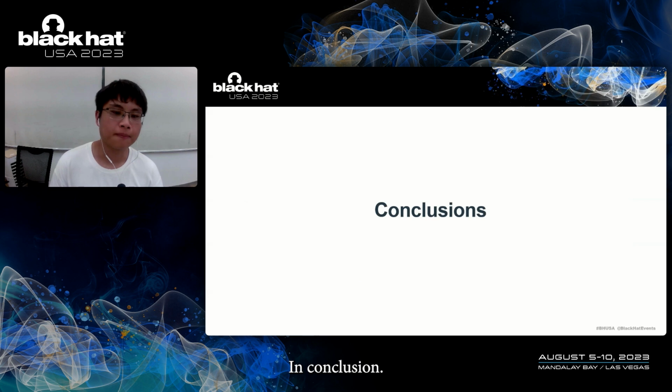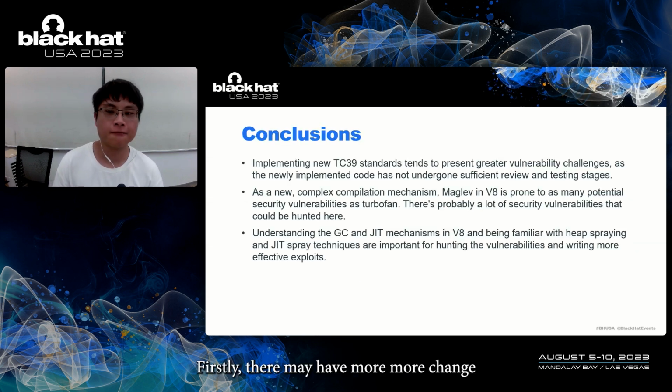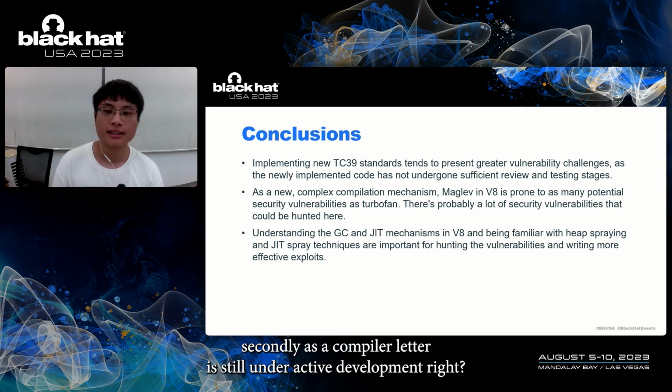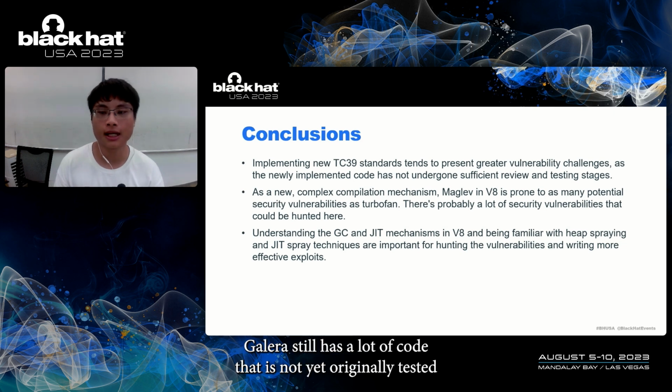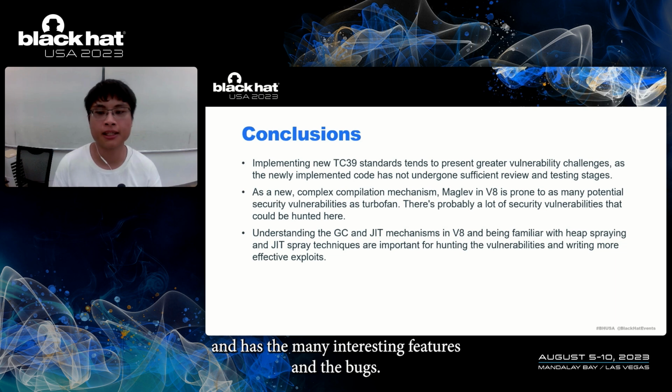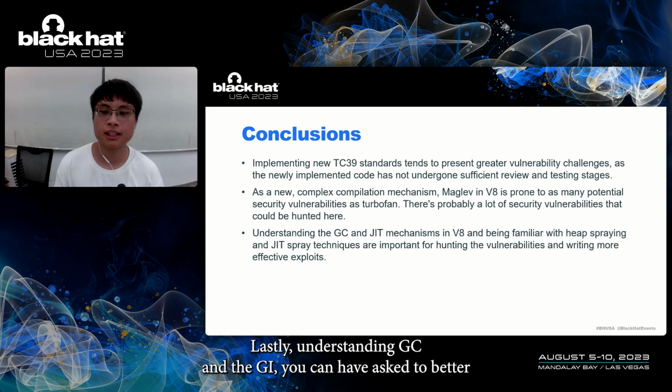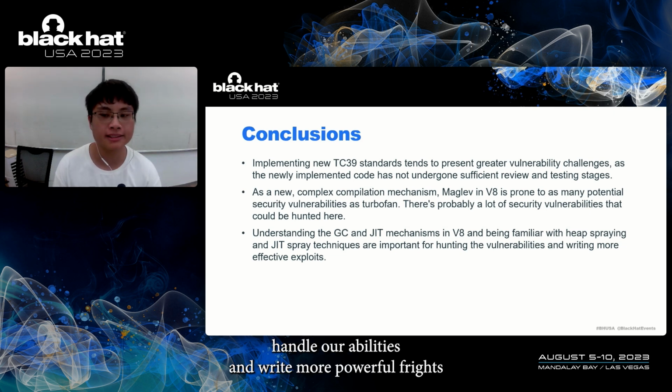In conclusion, firstly, there may be more chances to hunt vulnerabilities in newly implemented JavaScript standards. Secondly, as a compiler that is still under active development, Maglev still has a lot of code that is not yet richly tested and has many interesting features and bugs. Lastly, understanding GC and JIT mechanisms can help us to better handle the vulnerabilities and write more powerful exploits.